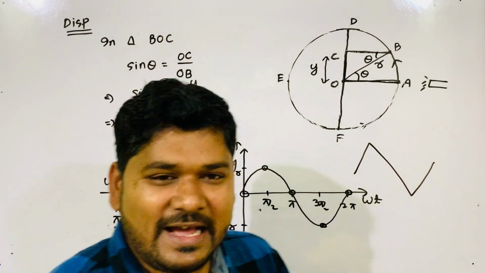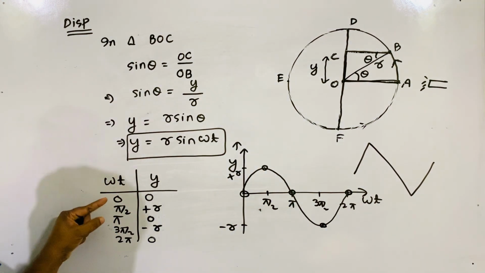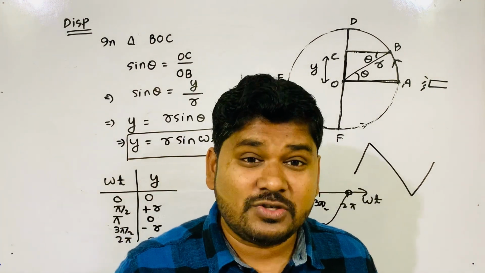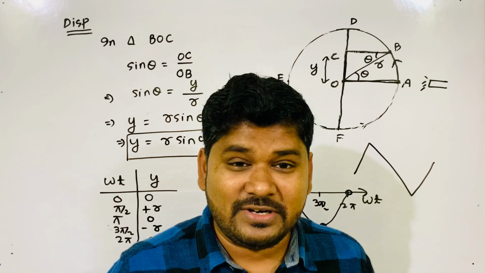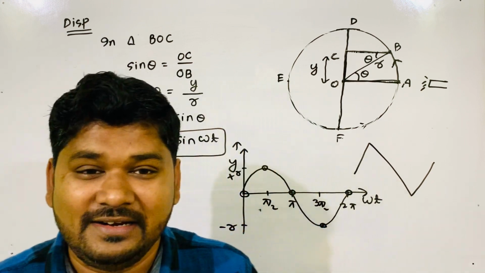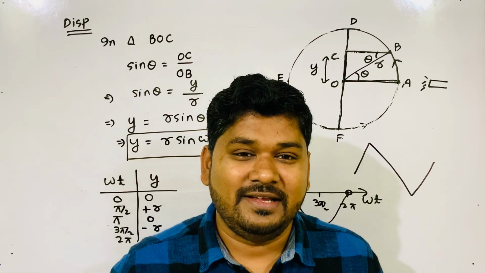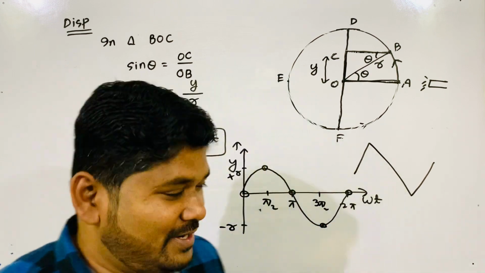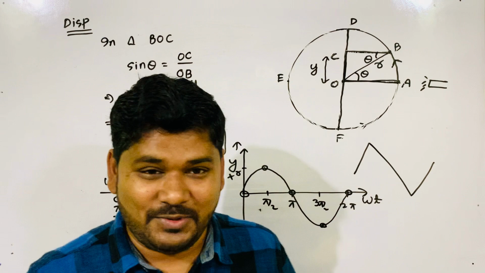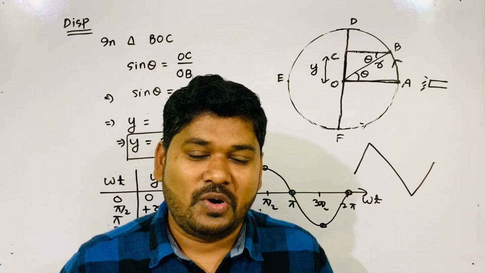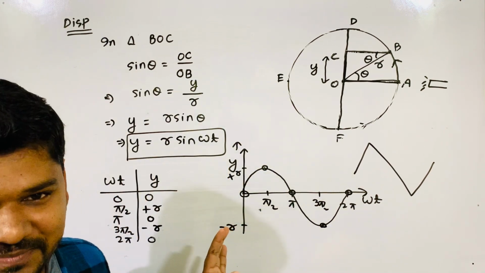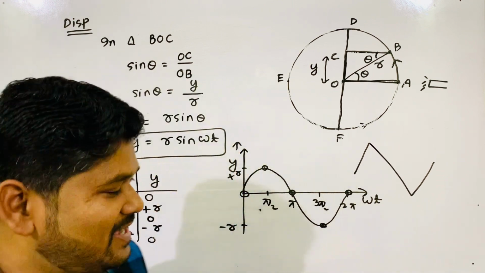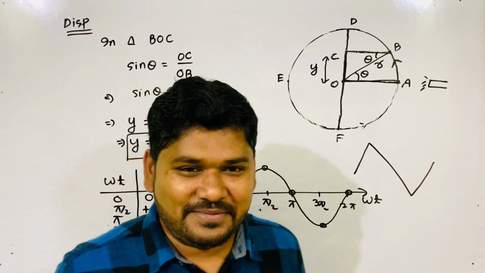No. Actually, I chose only a few points: 0, pi by 2, pi. But between 0 to pi by 2, that is between 0 to 90, there are also many angles: 10 degree, 20, 30, 40, 50. I told you the graph will be like this. If you don't believe me, then for all angles, from 10, 20, 30, 40, you find the points, and you put them and draw the graph.